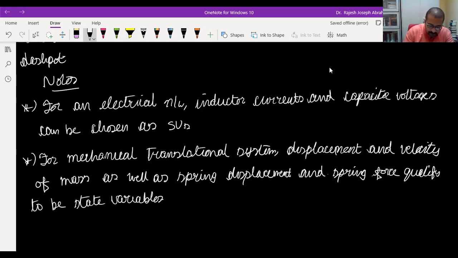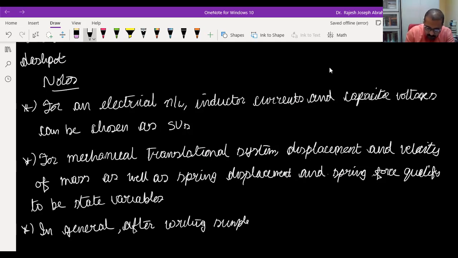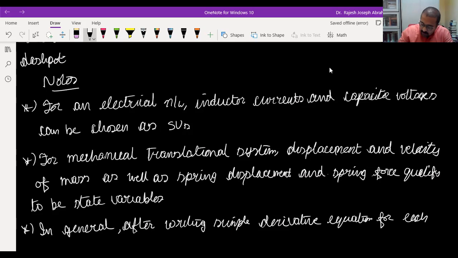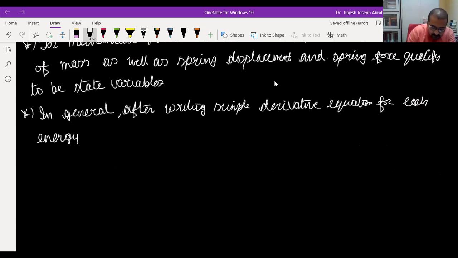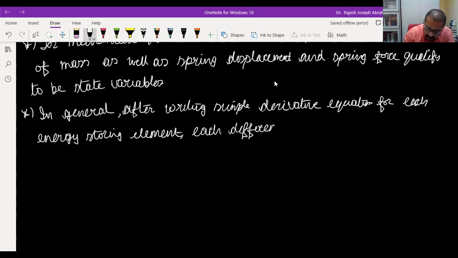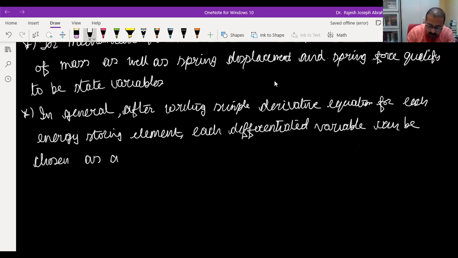Then, in general, after writing simple derivative equations for each energy storing element, each differentiated variable can be chosen as a state variable. What is the meaning of that?